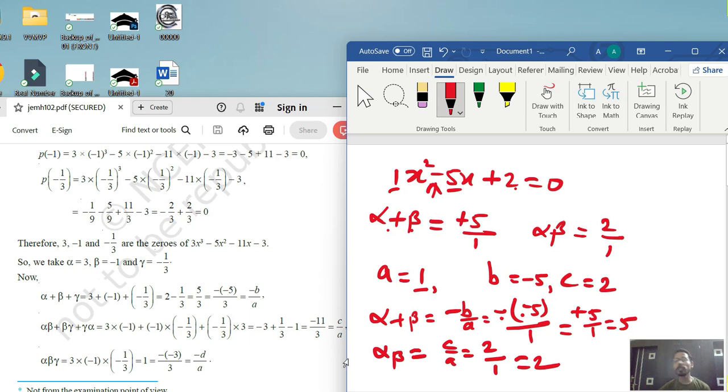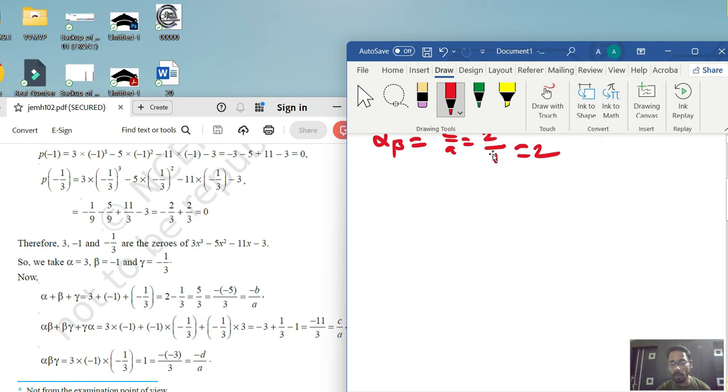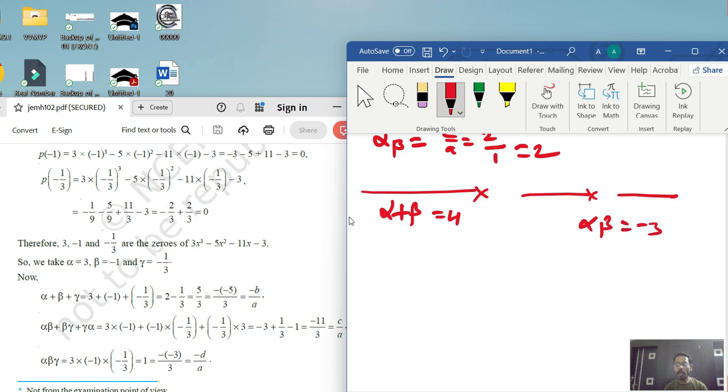Got it? So from the given equation we can find alpha plus beta and we can find alpha beta also. Now I want to tell you, if alpha plus beta is given, suppose alpha plus beta is 4 and alpha beta is -3, how to write the polynomial equation?